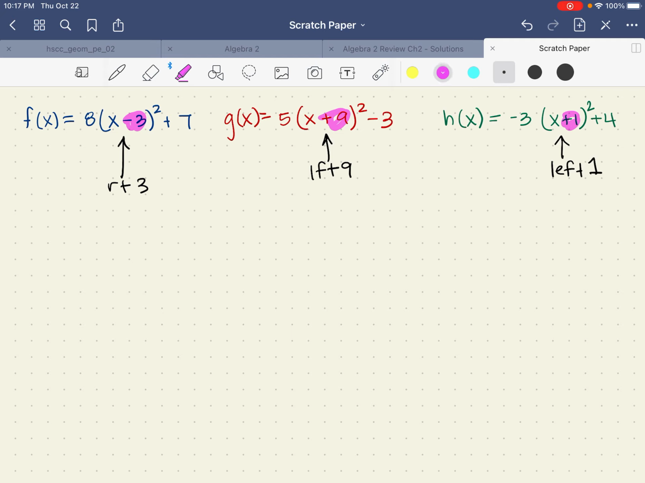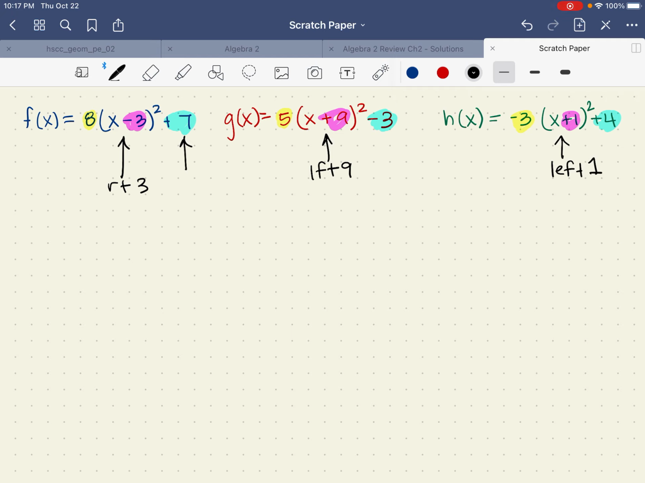Now we can do the same exact thing when we look at the numbers outside of the parentheses. There are two numbers outside of the parentheses. There's the number that's being multiplied, the 8, the 5, and the -3. Multipliers are not shifts. One more time, multipliers are not shifts. What we're going to focus on is the number that's being added or subtracted: the +7, the -3, and the +4. These numbers are going to be a vertical change, so they're going to go up or down. These ones are not in parentheses, so they're going to do exactly what they say.